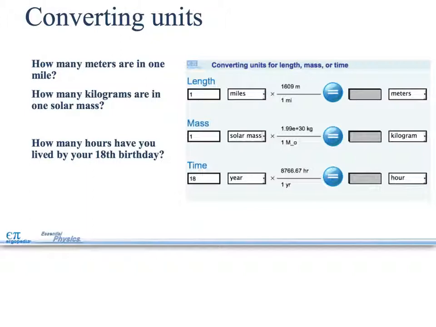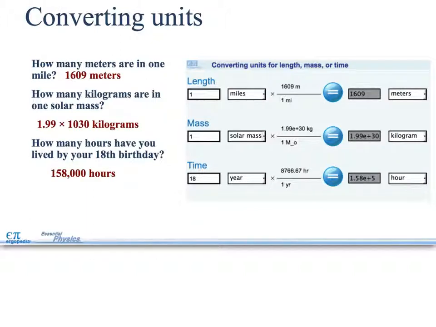Basically, you can use the converter and put these in there, and it will tell you the answer. And this will give you a heads up on how to do this. We're going to be doing some dimensional analysis this year, and this is one way to do it. So you should have got 1,609 meters, 1.99 times 10 to the 30th kilograms, and 158,000 hours.